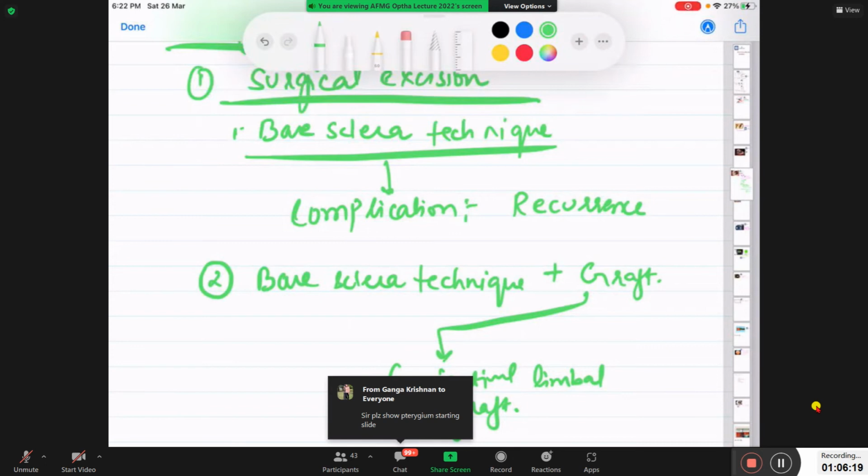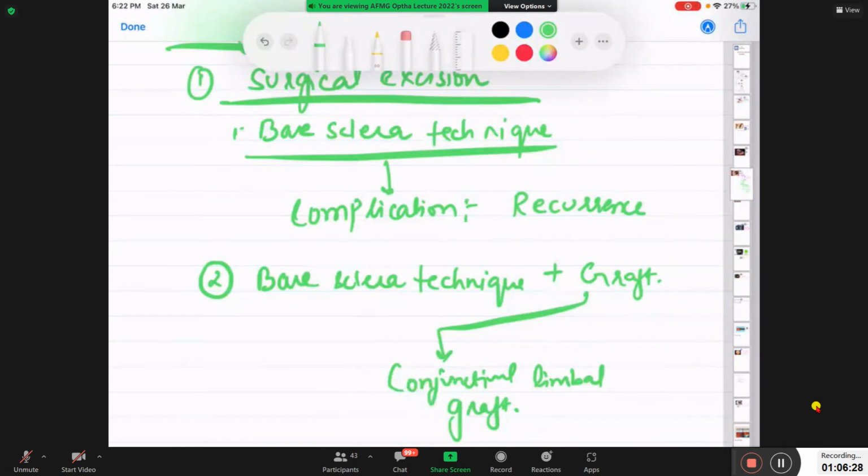You have to remember the Stocker's line, and they can also ask you the deposition. What is the location of Stocker's line? It is just anterior to the head of the pterygium. All right. Any doubt in pterygium?